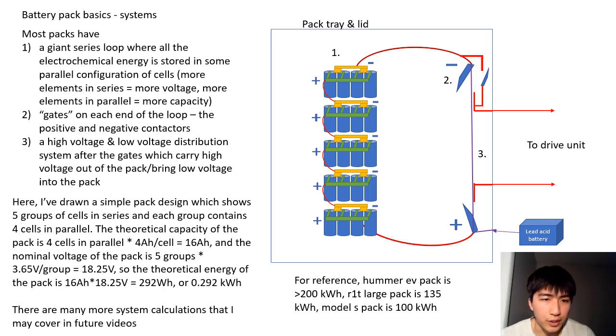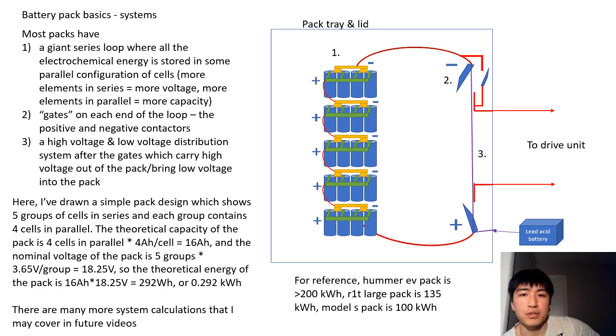I also have some calculations here for anyone who's interested. I have 4 cells in parallel, and then I have 5 groups of cells, so 5 in series. So this pack right here would be considered 5S4P, 20 cells total. The theoretical capacity of this pack is 4 cells in parallel, so assuming a cell is 4 amp hours, this pack would be 16 amp hour capacity.